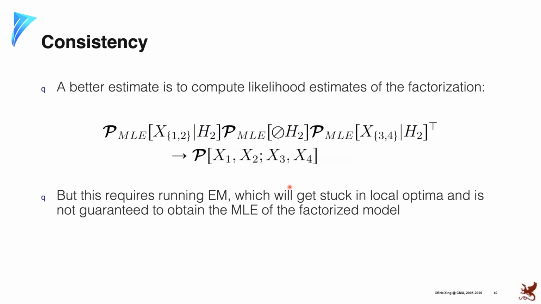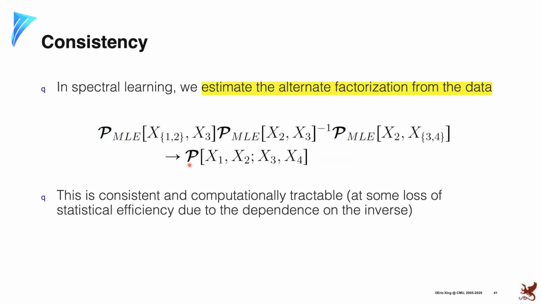So essentially, it is not guaranteed that this maximum likelihood estimation will approach the true distribution. There's no theoretical guarantee. But in spectral learning, we provide a third way to estimate the joint probability matrix.